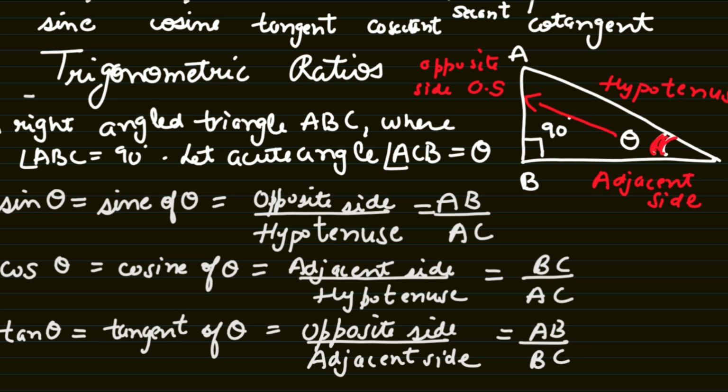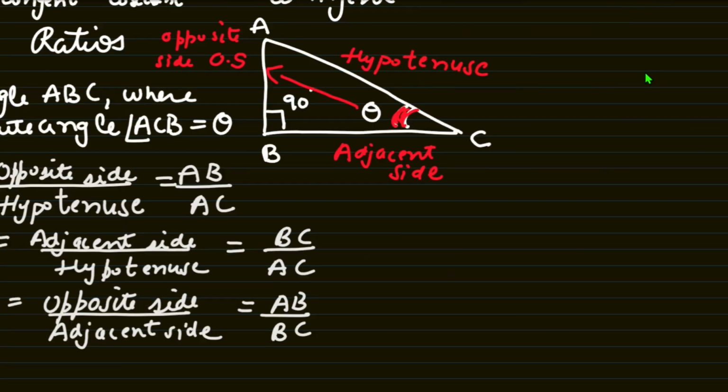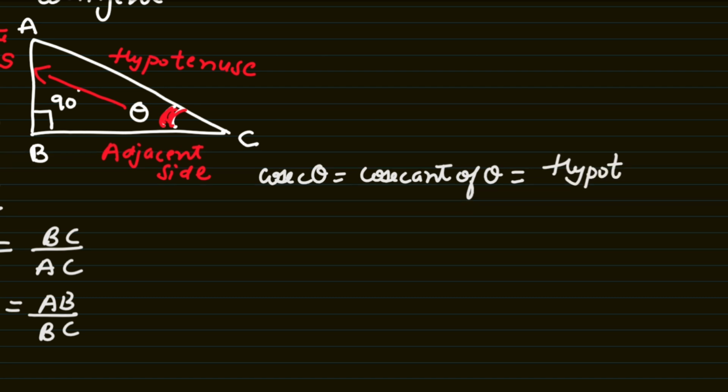Next we have cosecant theta. What will be the cosecant theta? I am going to write the value of cosecant theta here. The value of cosecant of theta will be the hypotenuse divided by the opposite side.